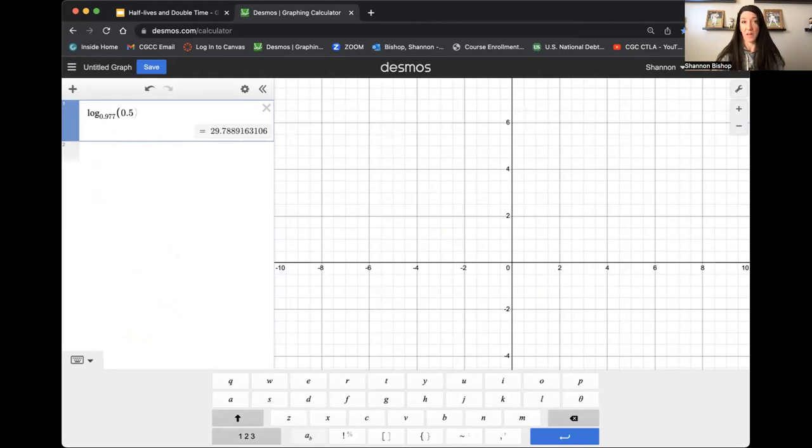So the half-life of that particular drug would be 29.79 hours. You have to make sure you always have the unit on there, and that's completely driven by whatever your unit of time stands for. Since our decay rate was an hourly decay rate, that means our half-life is the number of hours it takes to reach a half-life.